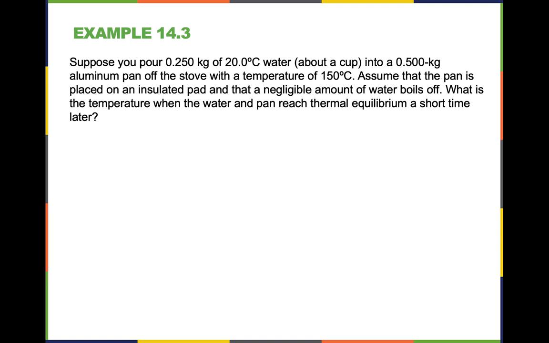Okay, for example, 14.3. Suppose you pour 0.25 kilograms of 20 degrees C water, about a cup, into a 0.5 kilogram aluminum pan on the stove, off the stove with a temperature of 150 degrees C. Assume that the pan is placed on an insulated pad and that a negligible amount of water boils off. What is the temperature when the water and the pan reach thermal equilibrium a short time later?